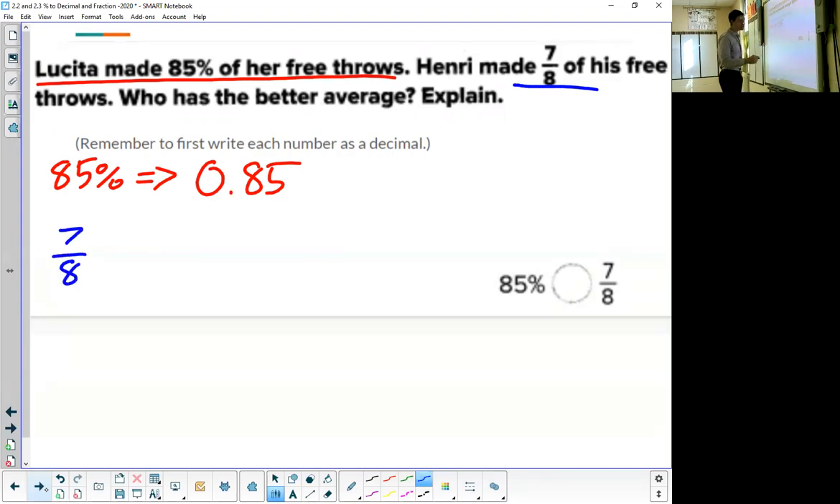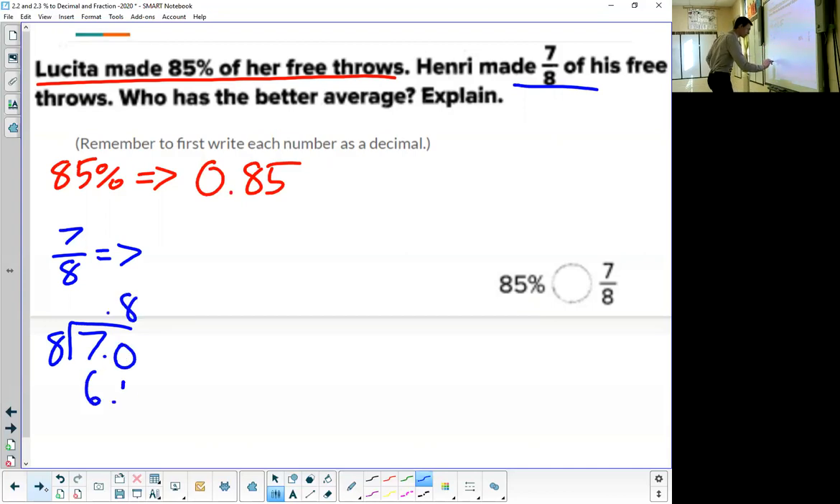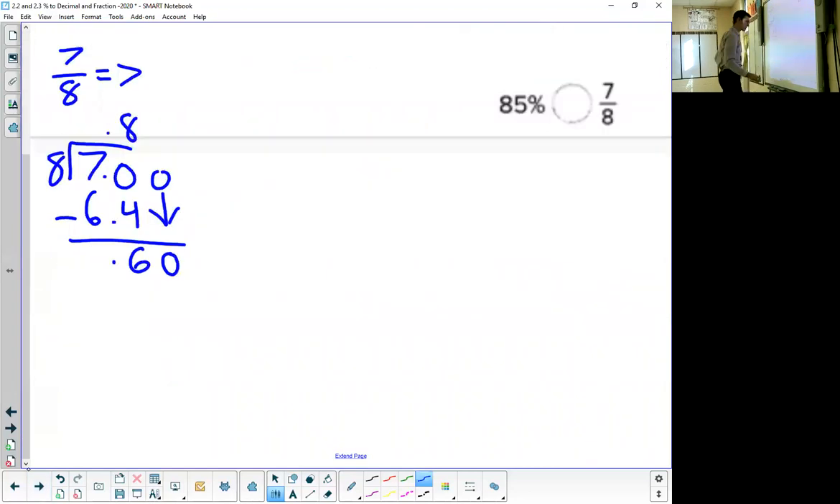7/8 doesn't convert very easily into a decimal, so we are going to have to divide. We are going to have to do 7 divided by 8, and we will have to start solving. We'll have to add some zeros, and some space so we can keep solving this problem.